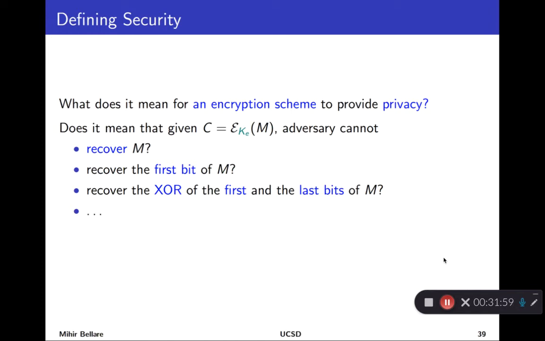The more subtle thing is, what if the adversary says, I can't actually figure out your data, but I can figure out the first bit of it? Maybe you had a 1,000-bit message, and I can figure out the first bit. And the question we are asking is, should we be upset about that? As designers of encryption schemes and users, should we view this as a threat, an attack, or should we not?